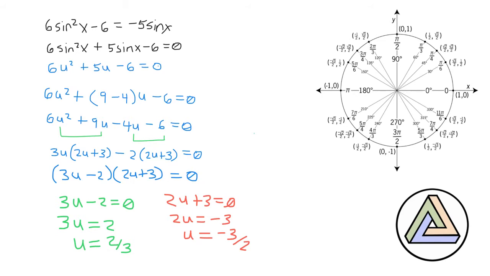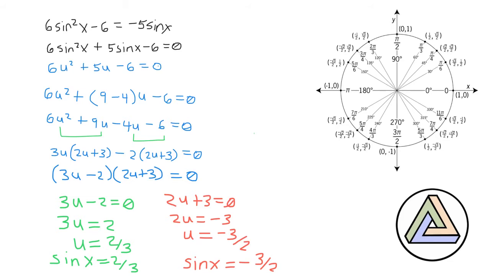Now, at this point, we're going to want to switch the u with sine x, right? Because u is actually equal to sine x. So we know for a fact that sine x equals 2/3. And we know for a fact over here that sine x equals negative 3/2. And then the question is, okay, what angle is such that when you do sine of that angle, you get 2/3? What angle is such that when you do sine of that angle, you get negative 3/2?